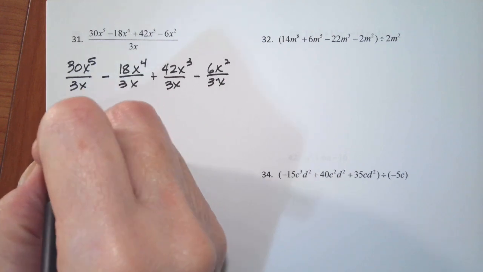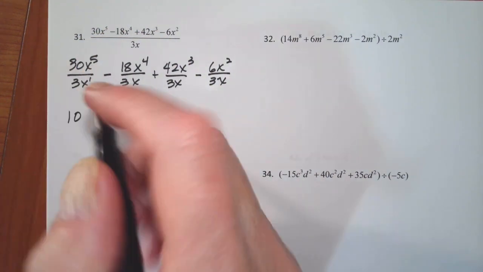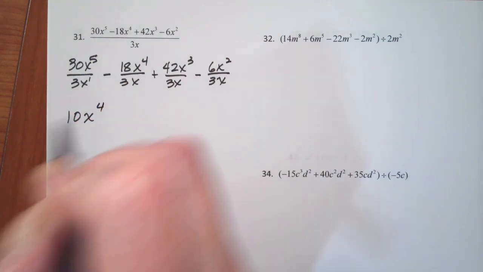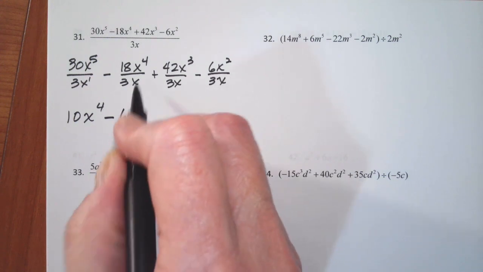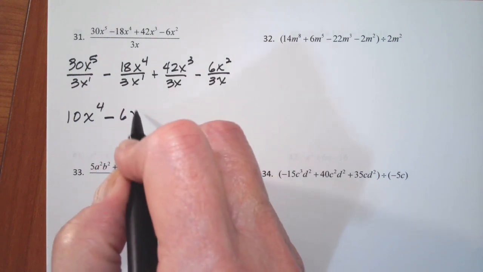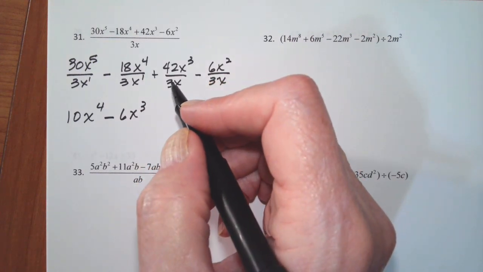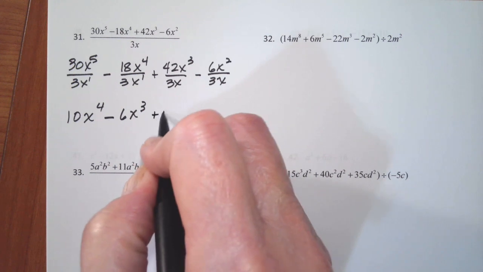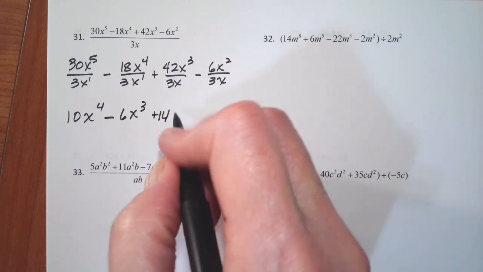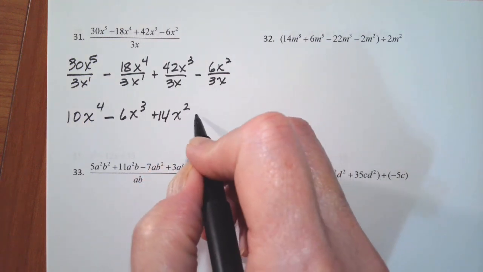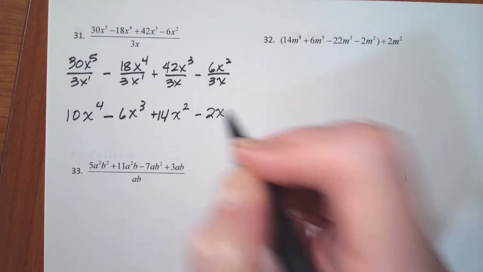30 divided by 3 gives me 10. X to the fifth over x to the first, I subtract those exponents to get x to the fourth. 18 divided by 3 is 6. 4 minus 1 is x to the third. 42 divided by 3 is 14. Whoops, I forgot the 1. 3 minus 1 gives me x to the second. 6 divided by 3 is 2. 2 minus 1 is just x to the first.